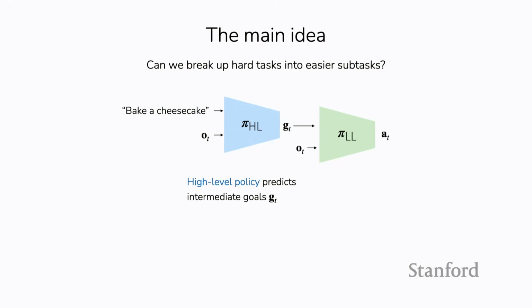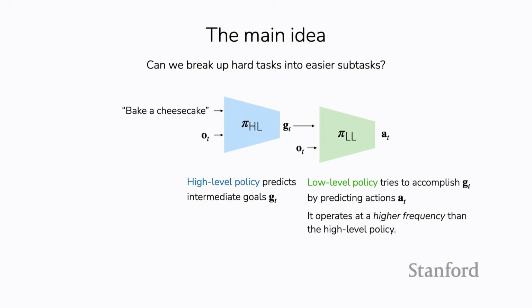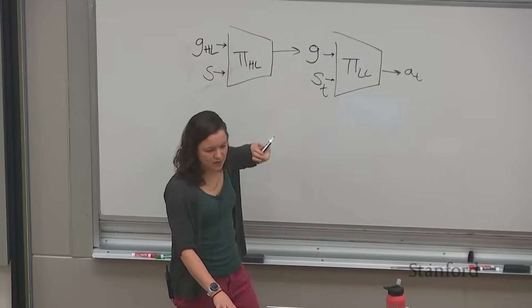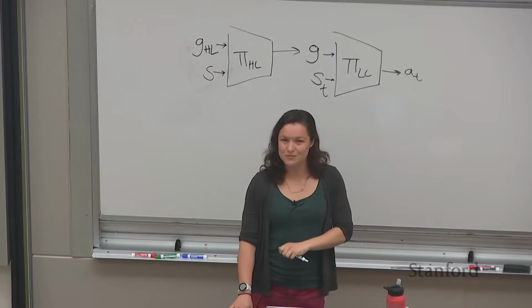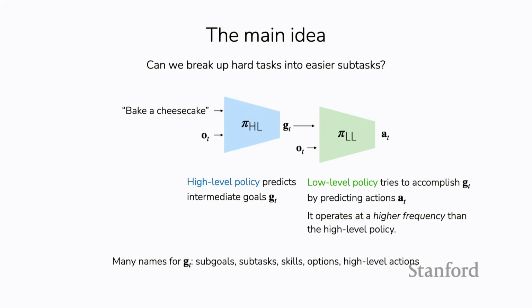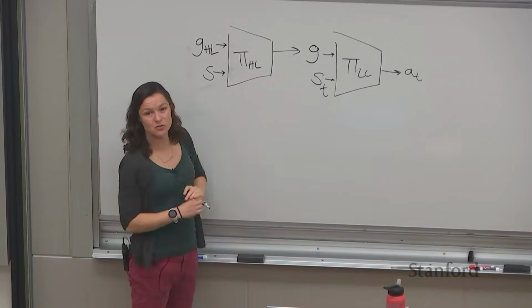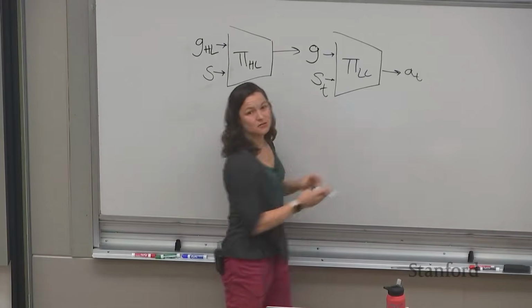And so we have a high-level policy that predicts intermediate goals, and then the low-level policy tries to accomplish those intermediate goals by predicting actions. Typically, the low-level policy is operating at a higher frequency than the high-level policy. And I should note that I'll refer to these as goals or subtasks. There are a number of other names for these as well, like skills or options. You could also think about these as high-level actions. So these are actions, but for a different policy that's operating at a higher level of abstraction than the original policy.